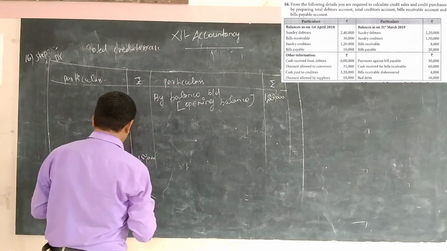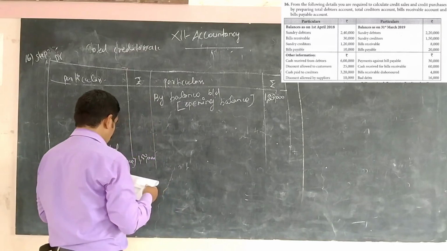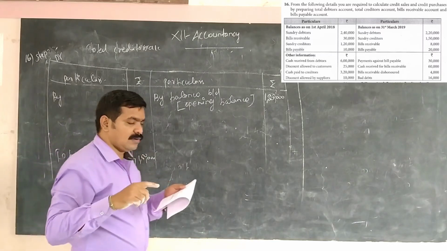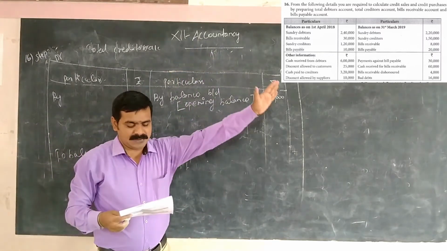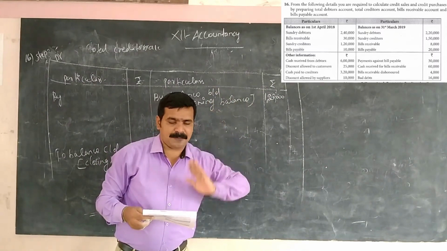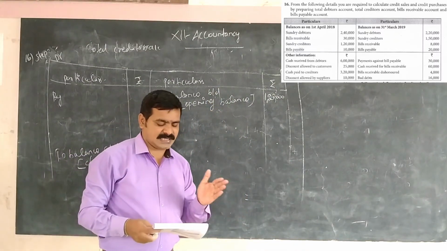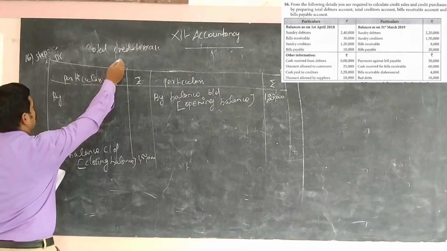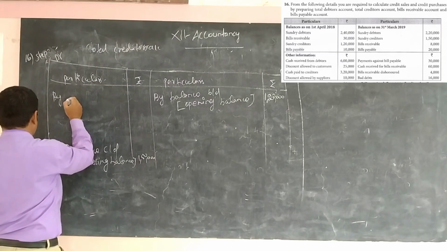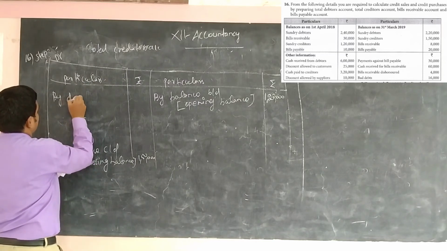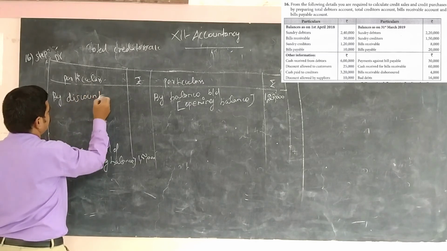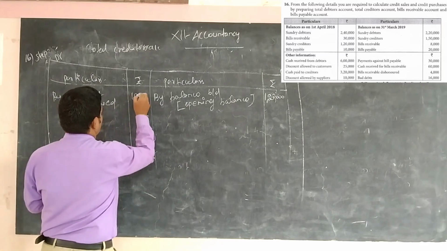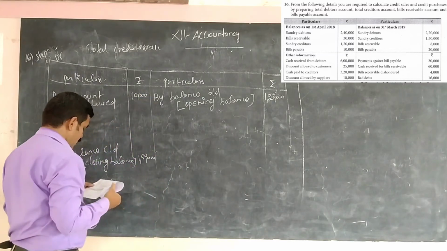The amount is 1,50,000. Okay, so next one, discount received. The discount allowed to customer comes under total debtors account. Discount allowed by suppliers, suppliers related to purchase, customer related to sales. So discount allowed by suppliers comes under total creditors account, that is credit side, debit side. So by discount allowed by supplier, the amount is 10,000.